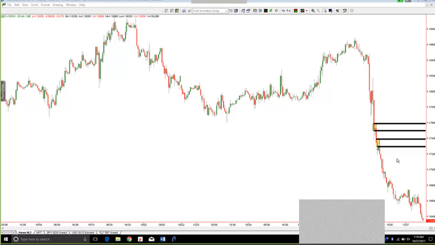See what I'm saying? So these levels already have a 5, 6, 7, maybe even 8 to 1 profit zone with them. Probably more like 6, 7 to 1.